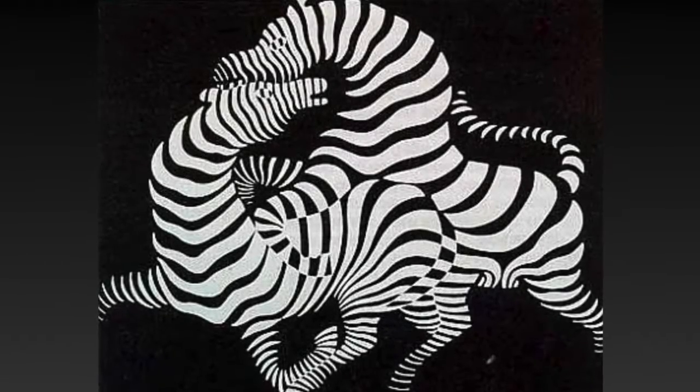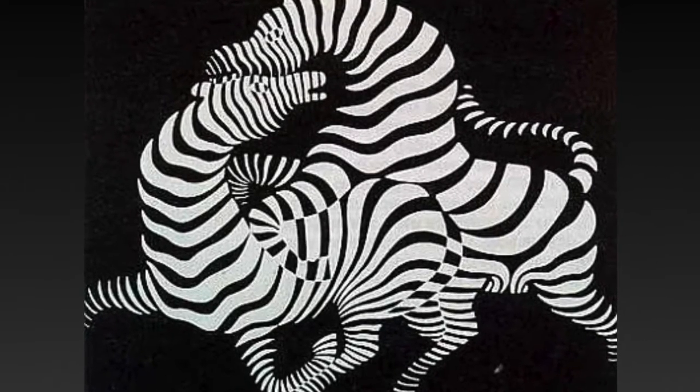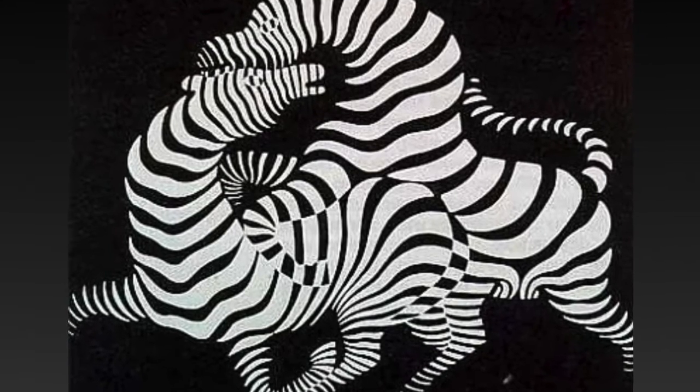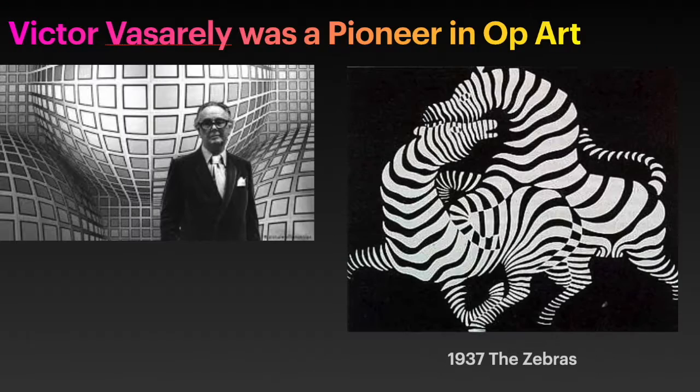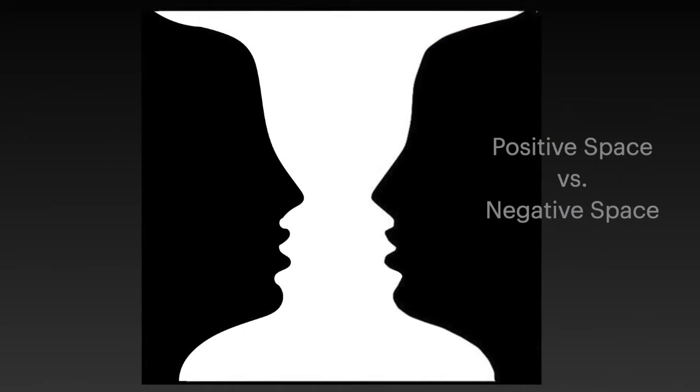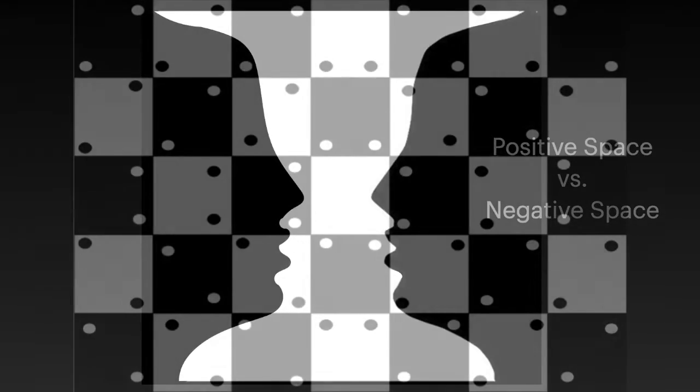Op art started appearing a little less than 100 years ago. This piece, called Zebras, was done by an artist named Victor Vasarely in 1937. He's considered a pioneer, or one of the first people to try this kind of art. Here is another example of art where what is the background, also called negative space, and what is the foreground can confuse the viewer. Do you see a vase or two faces looking at each other?